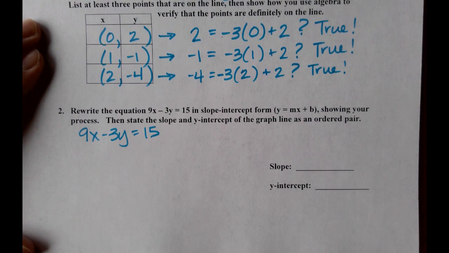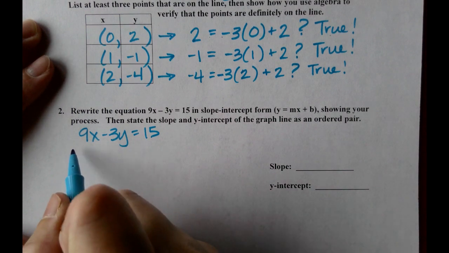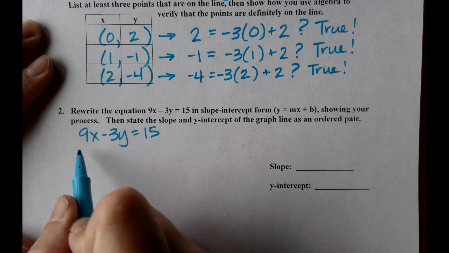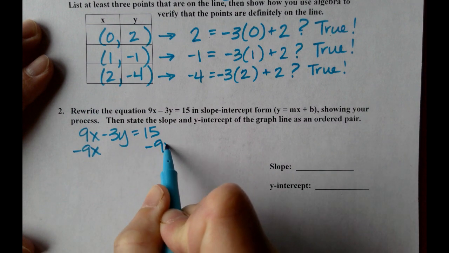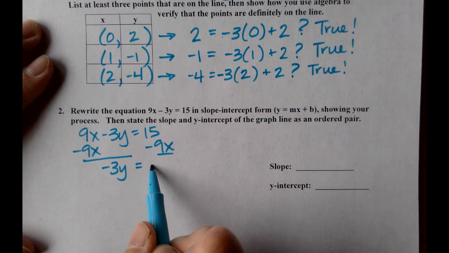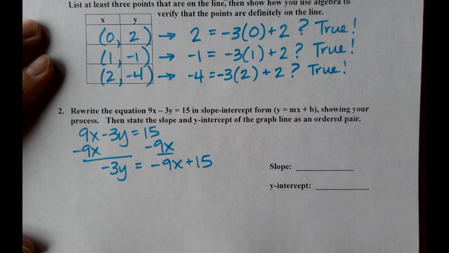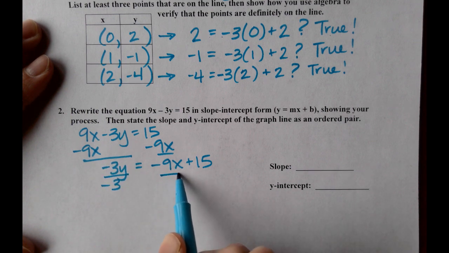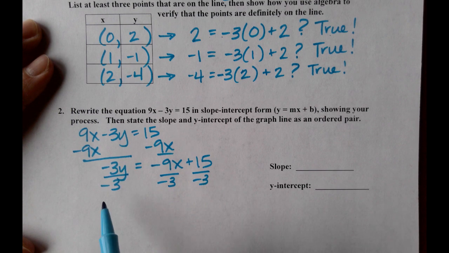I usually rewrite the equation 9x minus 3y equals 15. We would like to isolate the y. And so the first place to try to do some work is with the 9x. Subtract 9x from both sides. You'll get negative 3y is equal to negative 9x plus 15. To undo the coefficient of negative 3 on the y, we need to divide everything by negative 3. When you do that to every term, you'll end up, after simplification, with y equals 3x minus 5.